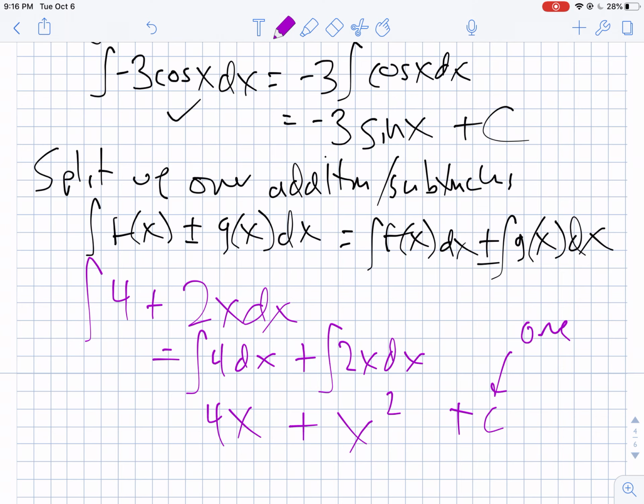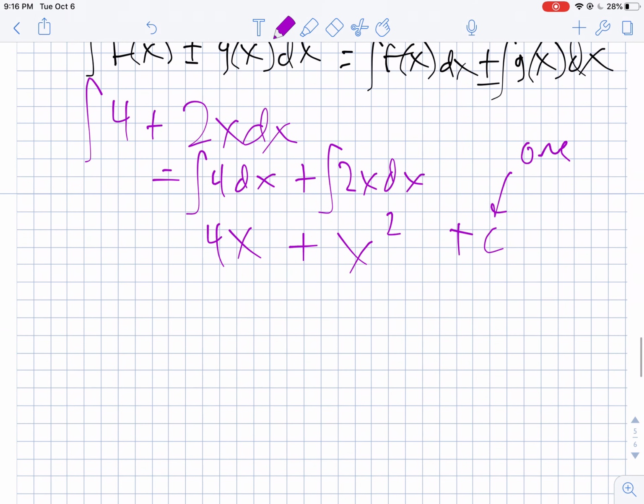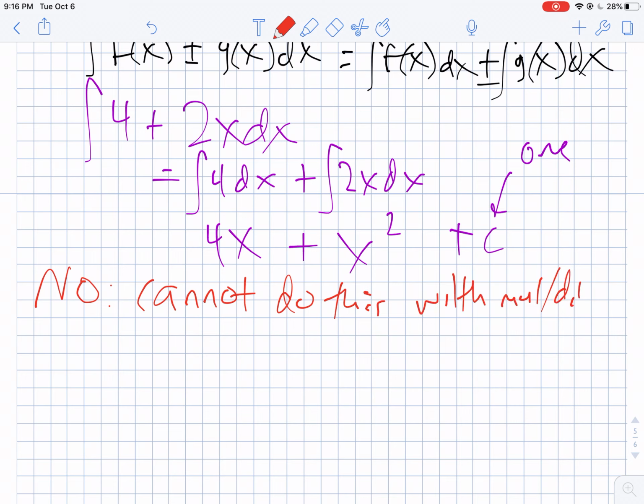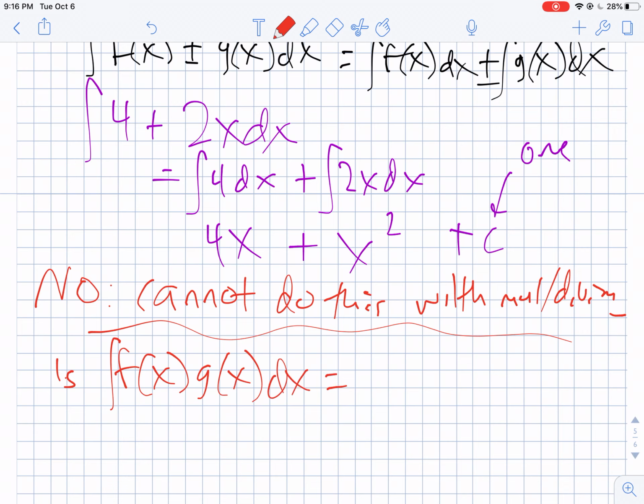Okay, now, one thing that you cannot do, and then we'll get some examples in a minute, and you'll see why very immediately. No, you cannot do this with multiplication or division. And we'll deal with some of those problems later to some extent, but just like the product rule and the quotient rule, it's more complicated, right? If you have to take the antiderivative of two functions multiplied together, so f of x times g of x, is that equal to the integral of f of x times the integral of g of x? And hopefully you recognize the answer here is no.